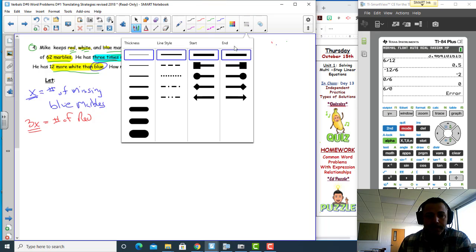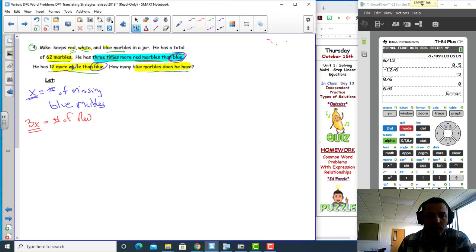And then, as we continue to read, we find that he has 12 more white than blue. Well, that's kind of easy too, because if blue is represented by the expression x, then I just have to increase that by 12, and white should be x plus 12. Number of white marbles.